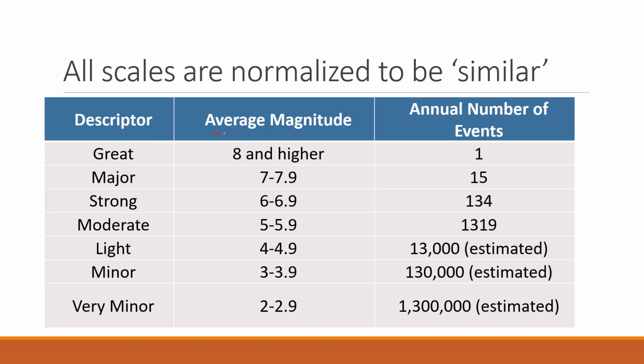Here we have magnitudes, a descriptor, and then the number of events we have in an average year. Magnitude 8 and higher are called great earthquakes. We only have about one of those a year. The 9s, the massive earthquakes, we have maybe one of those a decade or every couple decades, which again is a good thing. Major earthquakes would be 7s. Again, we have 10 to 15 of those. Notice these are going up by a factor of 10, so 10 times each step. That's what we mean by a logarithmic scale.